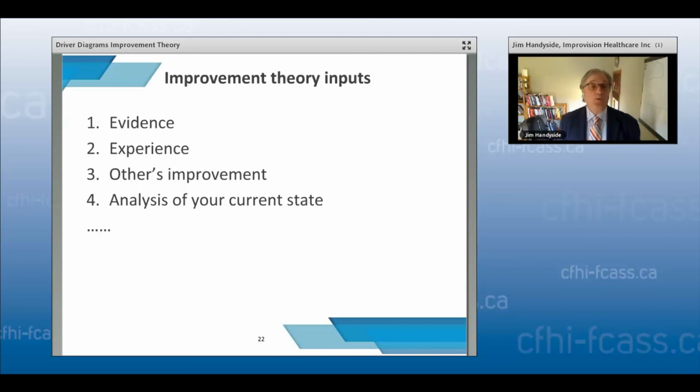When we have other people who have undertaken similar improvement, we can consult them and get some input from them. And also, importantly, analysis of your current state. Any process mapping, value stream mapping, data analysis that you do of your current state will feed into your theory.